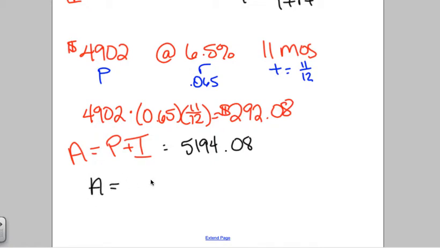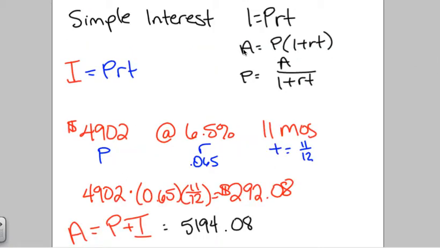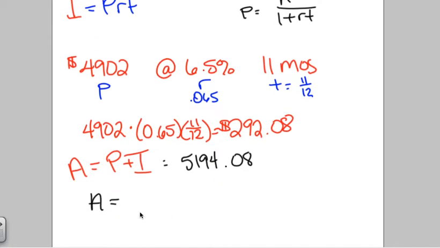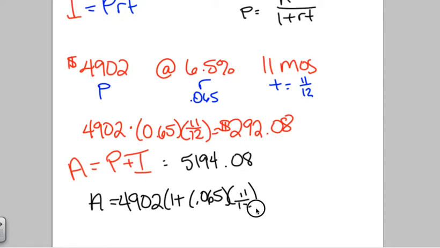Now let's plug this into our value formula here and see if we get the same A. So A equals P times 1 plus RT. So my principal is 4902 times 1 plus 0.065 times T, which is 11 over 12. So I have 4902 times 1 plus 0.065 times 11 over 12.